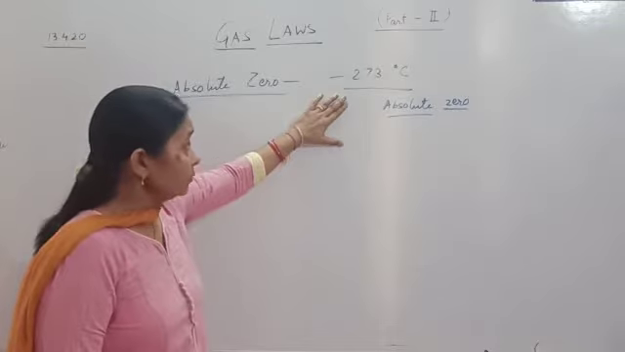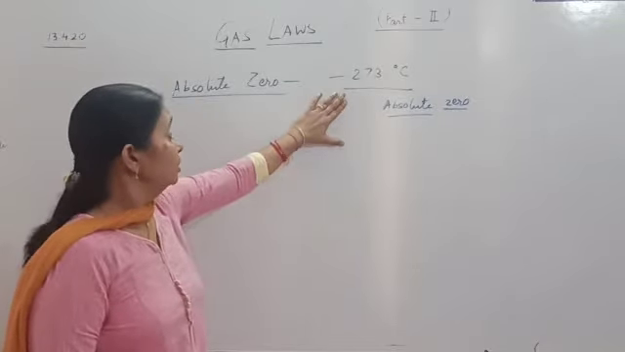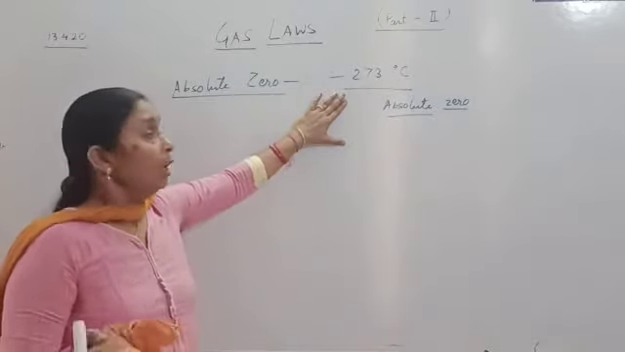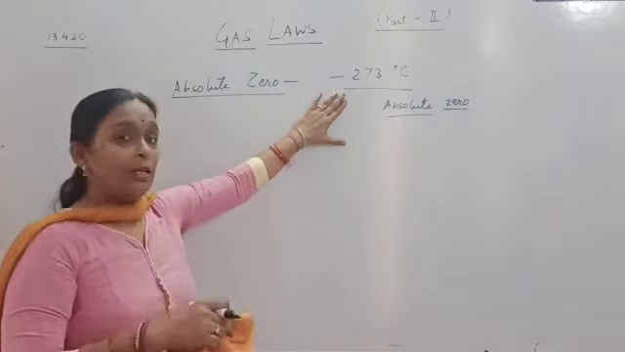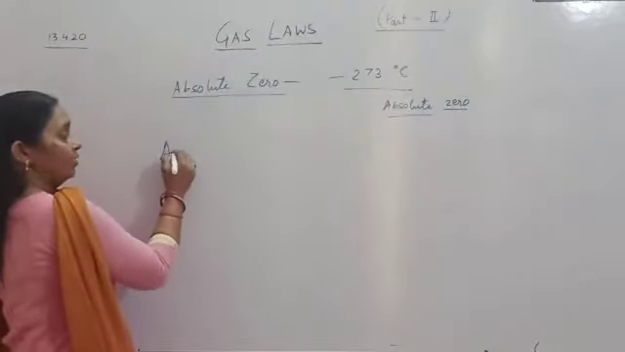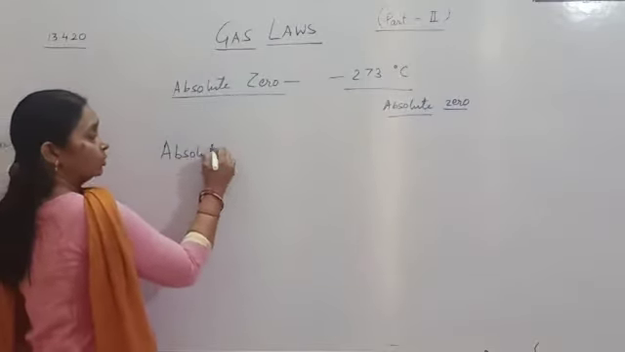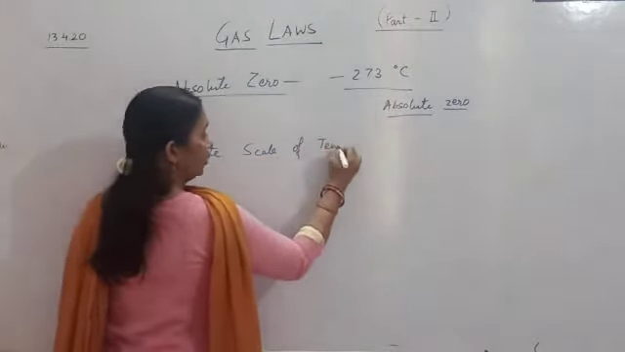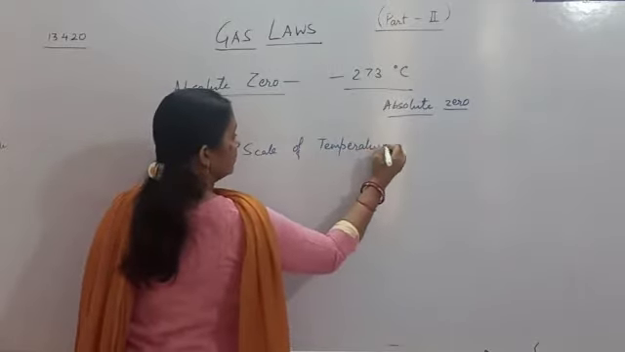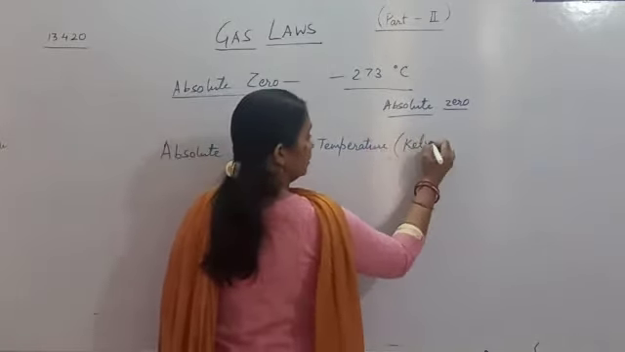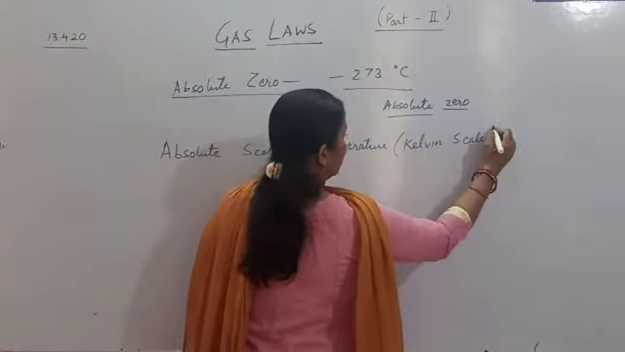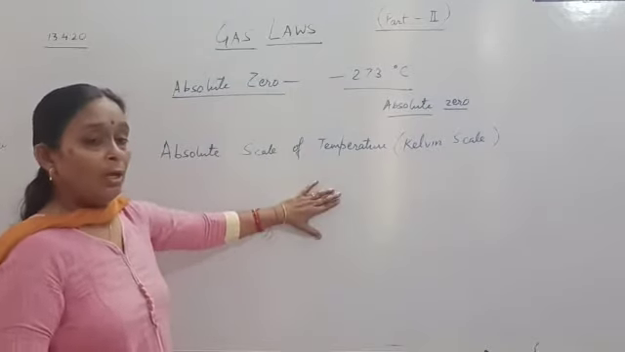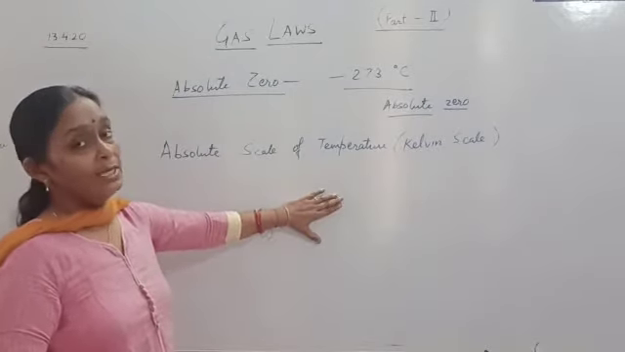Now, before going to another statement of Charles law, let us see one more scale, which is known as the absolute scale or Kelvin scale. Absolute scale of temperature, which we also call the Kelvin scale. You must have heard about Celsius and Fahrenheit scales of temperature.